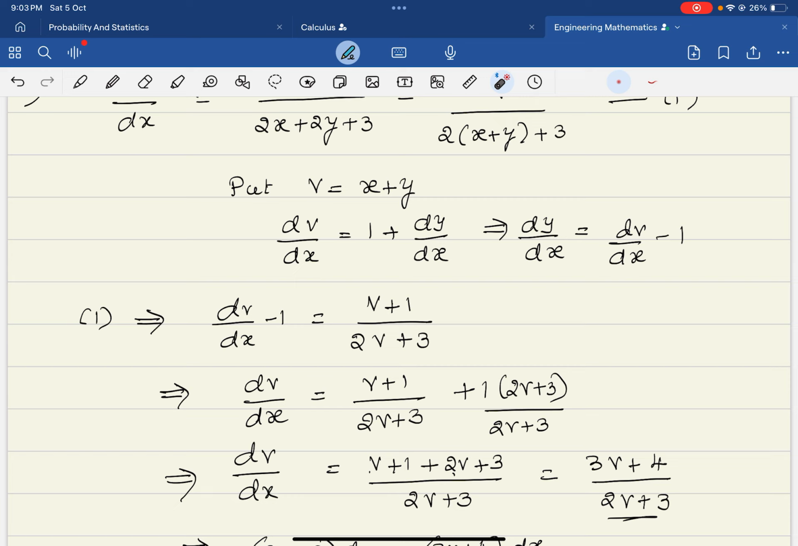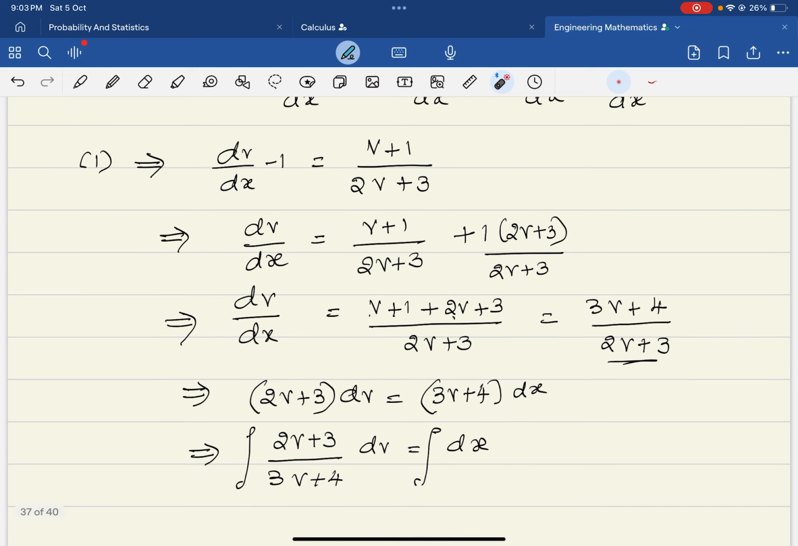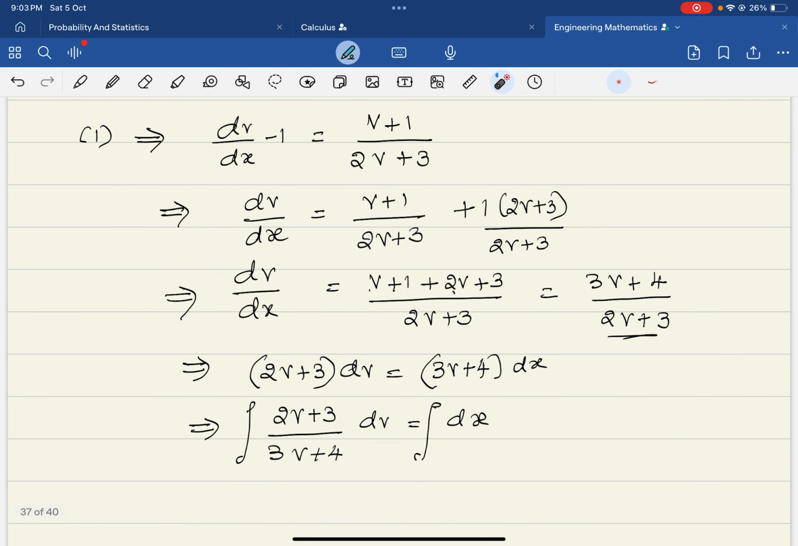plus 1 can be written as, because plus 1 means you can write in the denominator the same, means multiply and divide by this denominator, that is 2v plus 3. So what we get here, v plus 1 plus 2v plus 3 over 2v plus 3. That gives you 3v plus 4 over 2v plus 3. So now let us do the cross multiplication: 2v plus 3 dv, 3v plus 4 dx. This into this and this into this are equal.